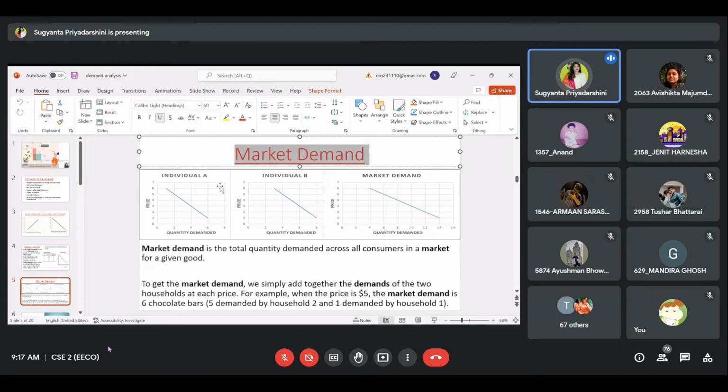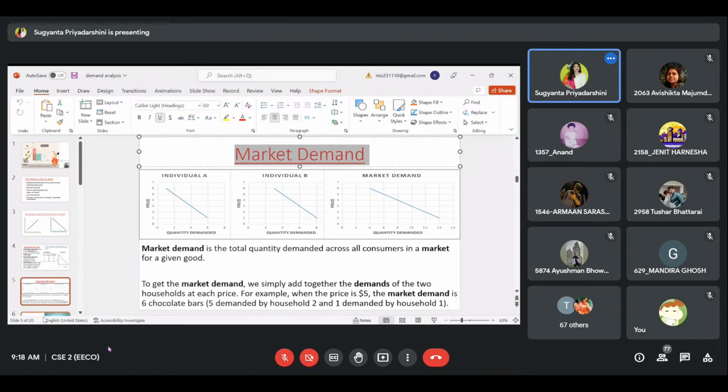Similarly, tell me if we consider rupee 1. For individual A at rupee 1, what is the quantity demanded? 6. For individual B, 8. And what will be the market demand then? 14. Okay. So guys, most of the students commit this mistake. Instead of taking it as the sum of the individual demand, they consider it as the average of the individual demand, which is wrong. So always keep in mind that market demand is basically the sum of all the individual demand in the market.